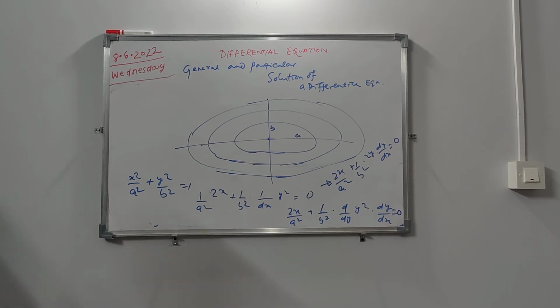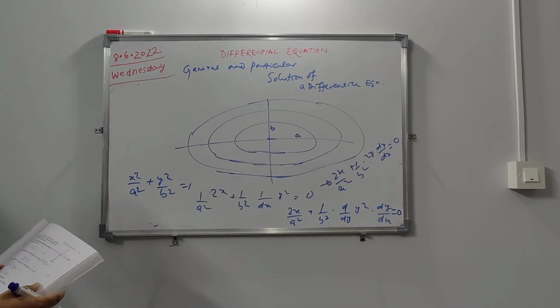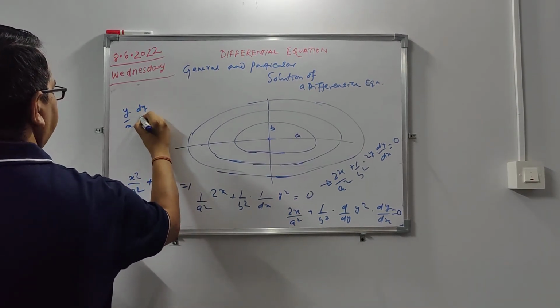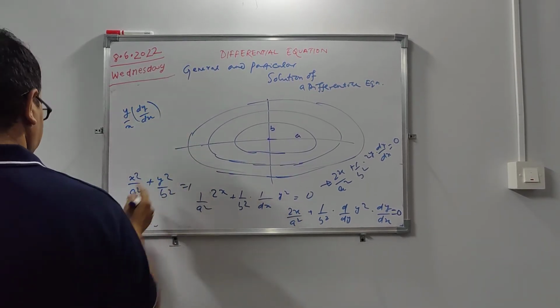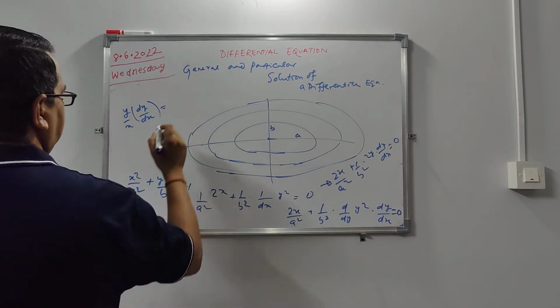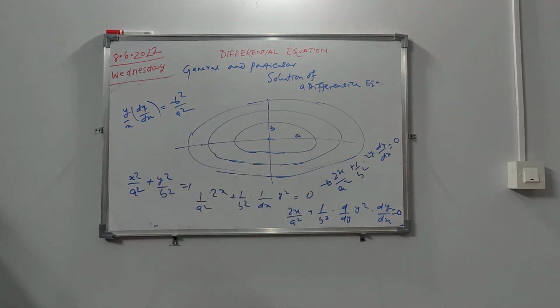This is for the first derivative. Then this equation will get simplified to y by x into dy by dx is equal to minus b square by a square. Okay. So then you can differentiate this equation one more time.